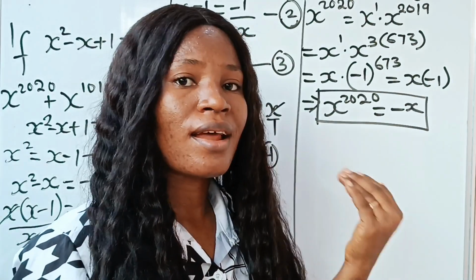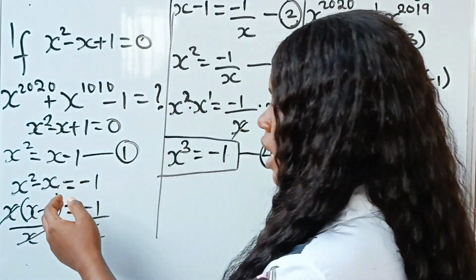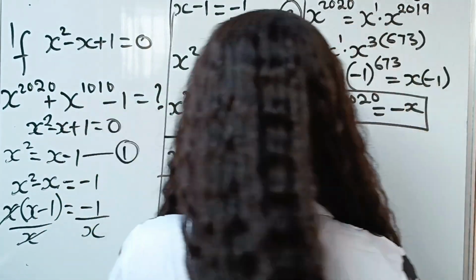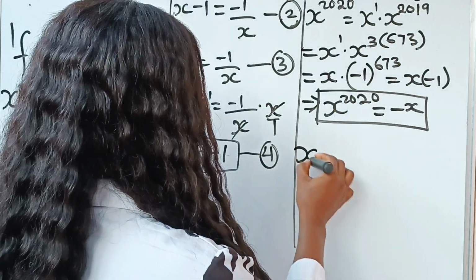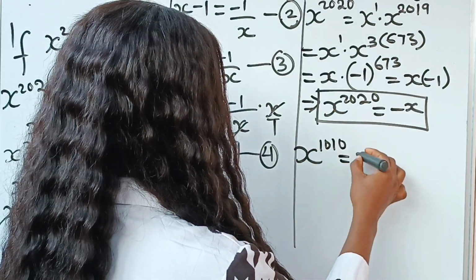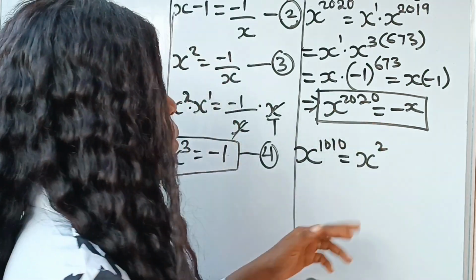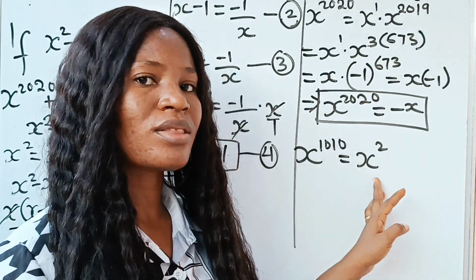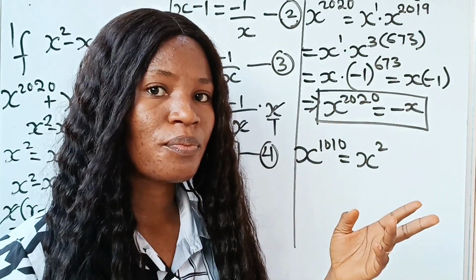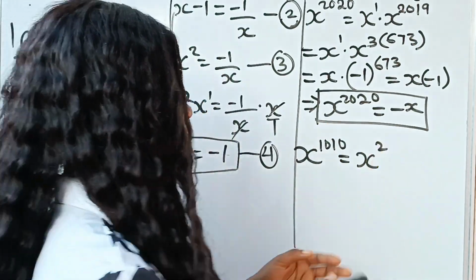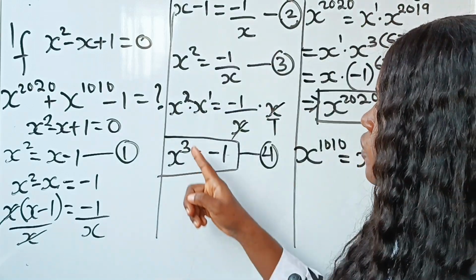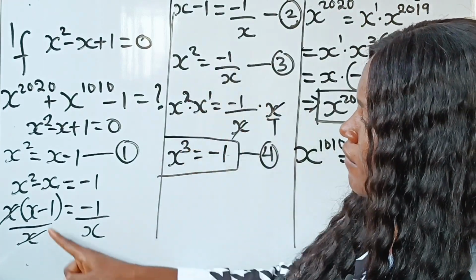Now let's analyze the second one, which is x to the power of 1010. So we'll write x to the power of 1010 is the same thing as x to the power of 2. Why am I bringing this out? If I bring out 3, this cannot be divided by 3. Okay, so I'm bringing out 2 because I know I have x to the power of 2 somewhere.